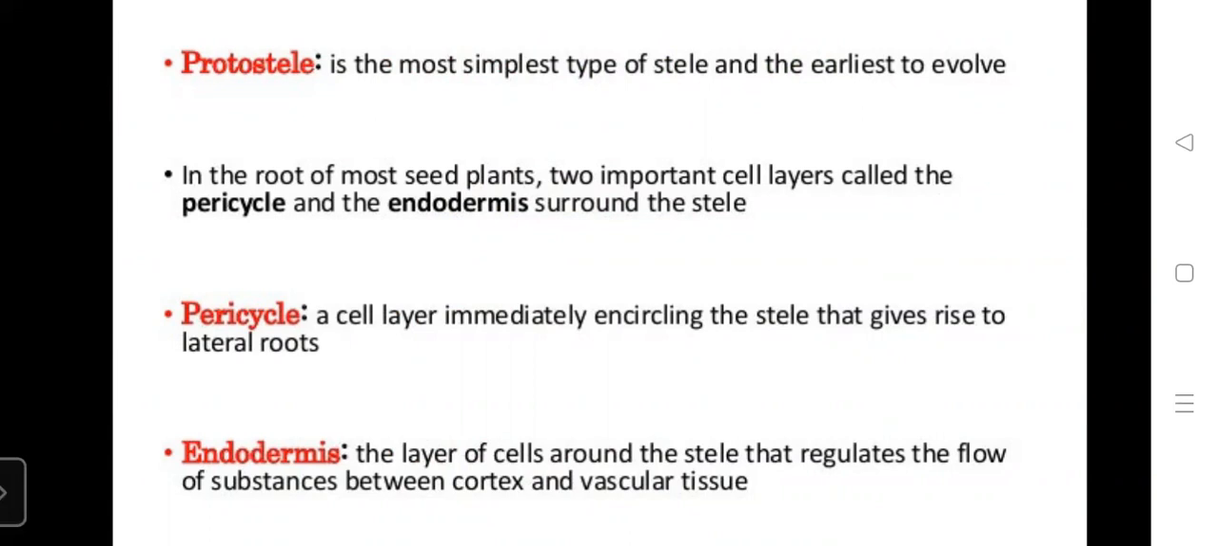Pericycle is very, very important, as it gives rise to lateral roots. It is also the secondary cambium in the dicot root. Endodermis is the layer of cells around the stele that regulates the flow of substances between the cortex and vascular tissue. We have Casparian strips also.